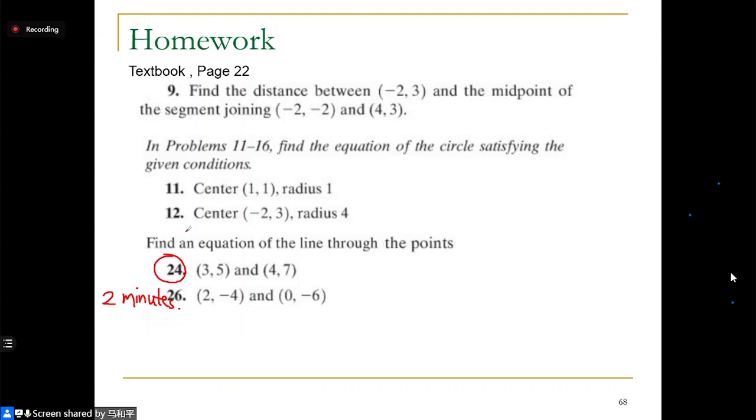If you have finished, you can share your answer here. Let me see your answer.